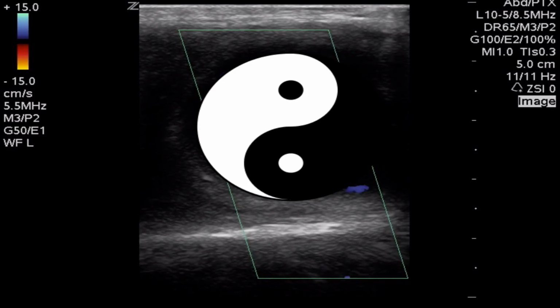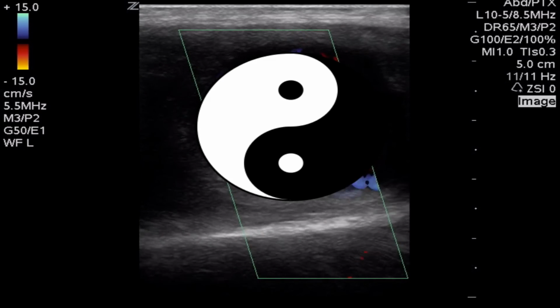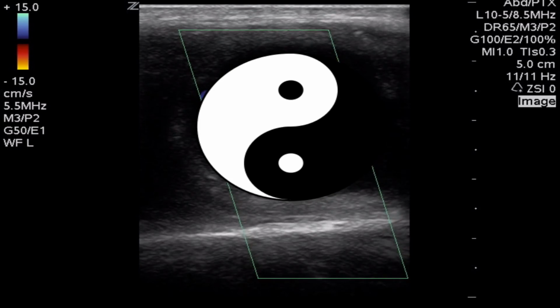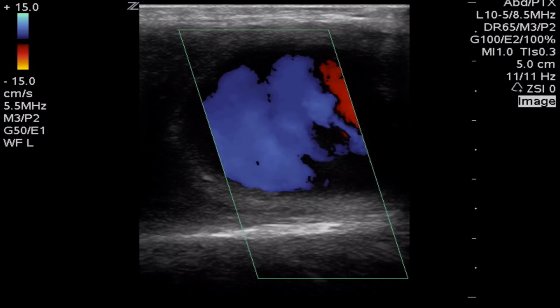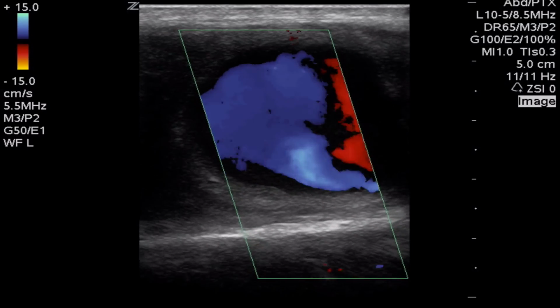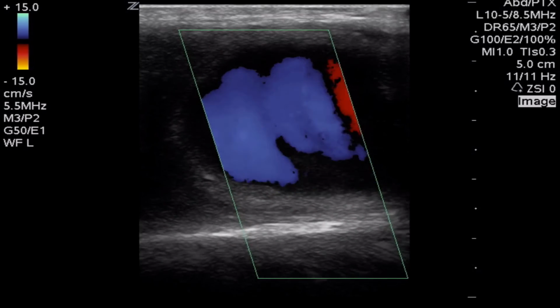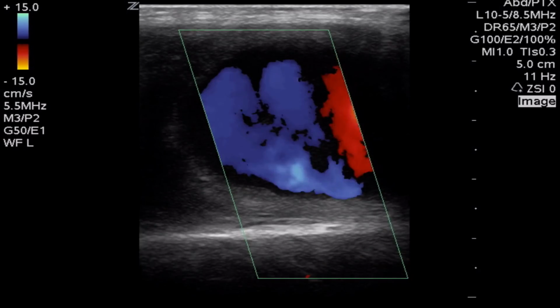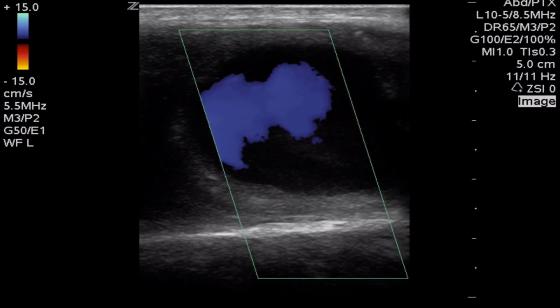I'm also not getting that classic yin-yang sign, which is typically present when there's a dissection flap, true and false lumens, or thrombosis present. But a lack of a yin-yang sign doesn't rule it out either, and when taken at a different angle, the same vascular structure here looks like it does have that classic sign.